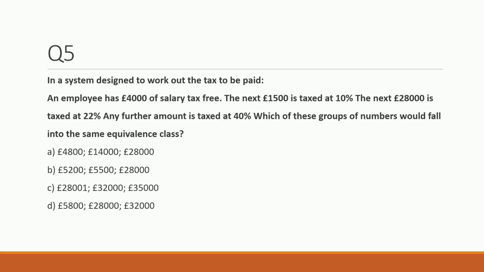So question 5: in a system designed to work out the tax to be paid, an employee has £4,000 of salary tax free, the next £1,500 is taxed at 10%, the next £28,000 is taxed at 22%, and any further amount is taxed at 40%. Which of these groups of numbers would fall in the same equivalence class?